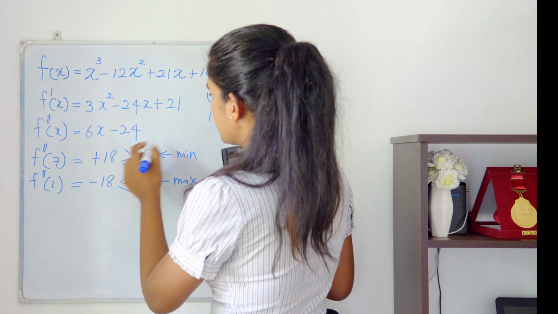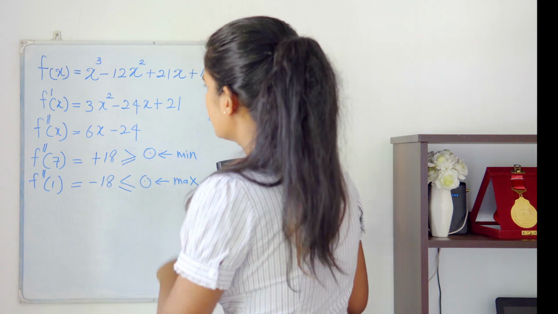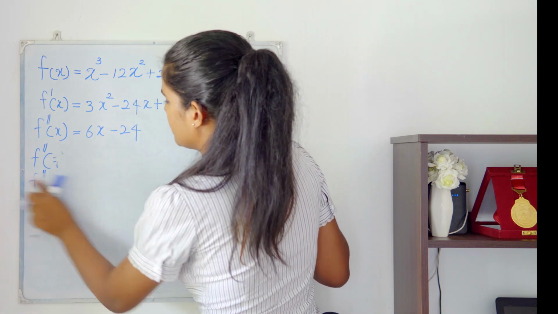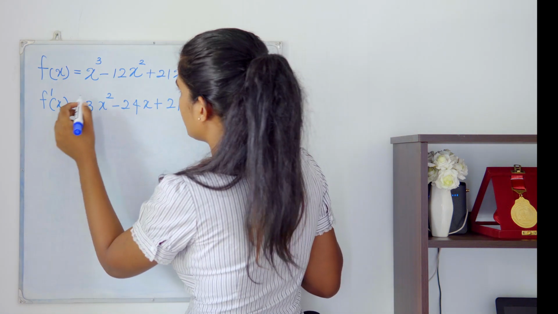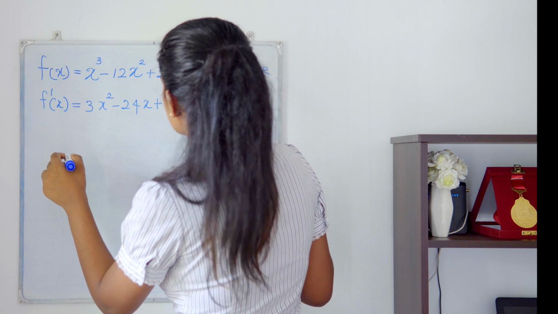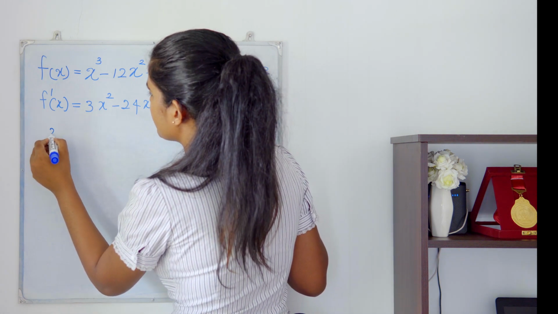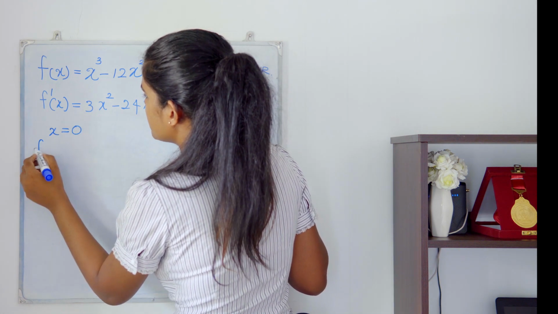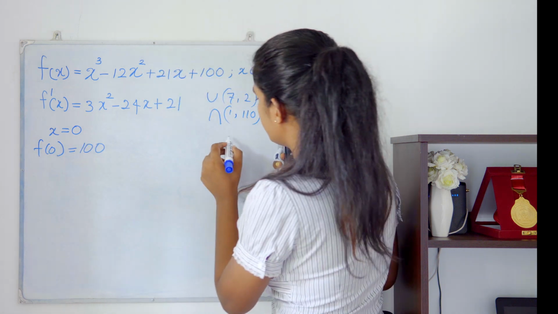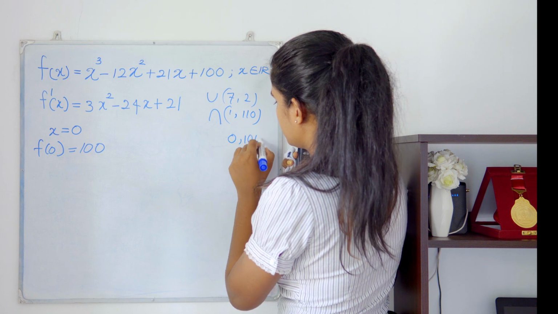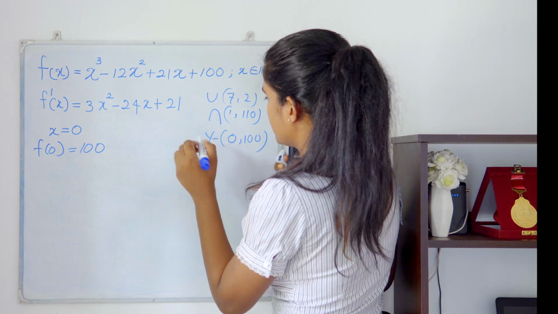Now you know the 2 extreme points, and I'm going to find the intersection with the y-axis. To find the intersection point with the y-axis, we have to put x equals 0. When x equals 0, f(0) equals 100. The point is (0, 100). This is the intersection point with the y-axis.